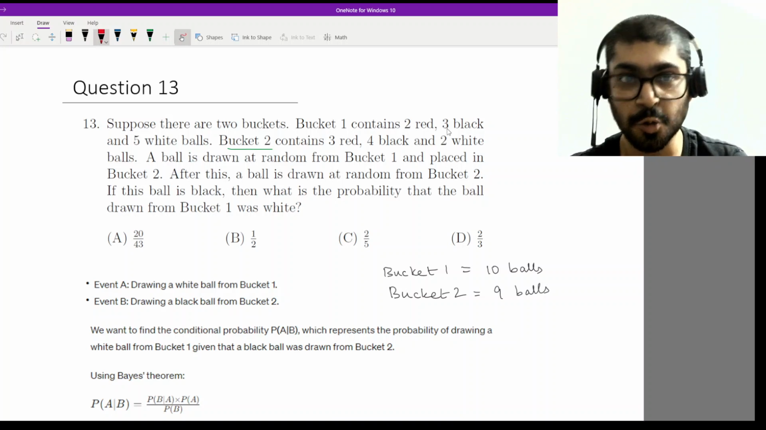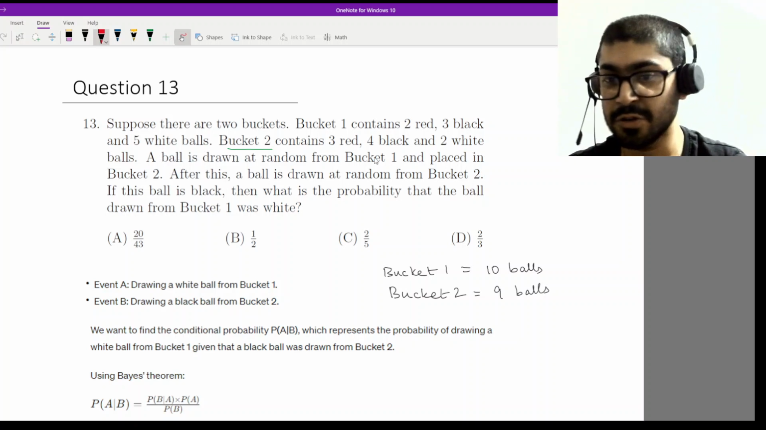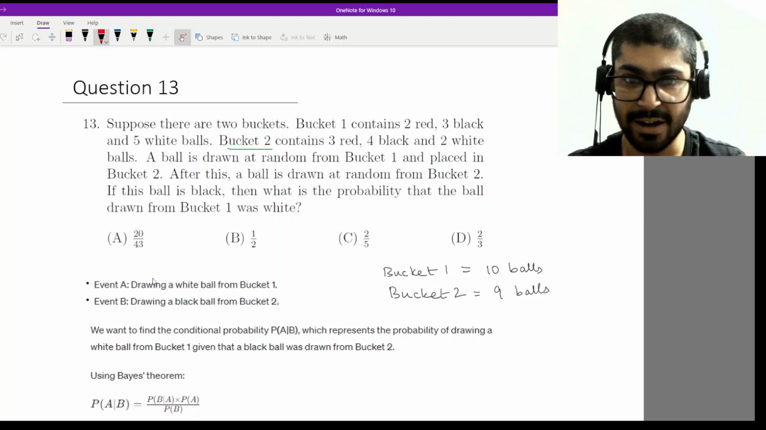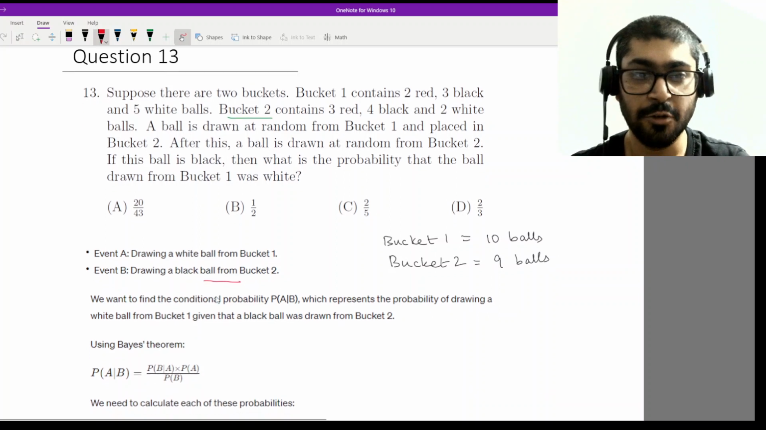Bucket 1 contains 2, 3 and 5, so 5 plus 5, 10, and bucket 2 contains 3, 4 and 2, so 3, 4 plus 2 is 9. Now let us define the events. Event A would be drawing a white ball from bucket 1, and event B would be drawing a black ball from bucket 2. We want to find the conditional probability P(A given B).